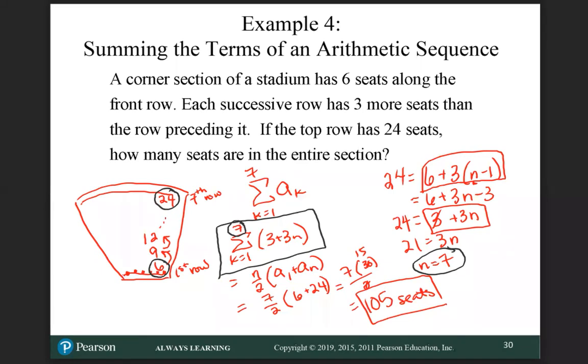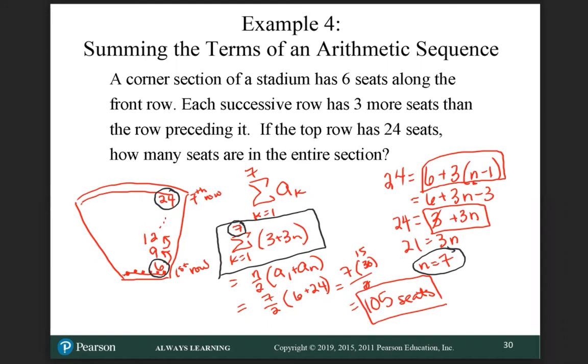It's only 7 rows, so really we could have just found each row number and added them. Absolutely, you can do it that way. If this was 30 rows, that's going to be much more time consuming and tedious to work on. So the formula will be much more helpful the larger the section is.